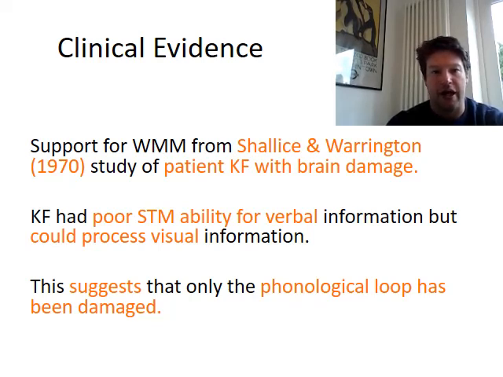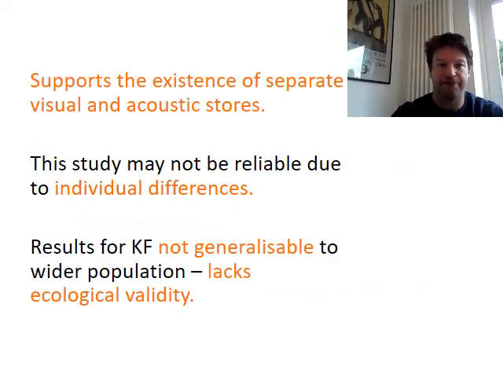Okay, so the best way to look at this is to compare it to the other model you know, which is the multi-store model. And if you damaged your short-term memory in that, then the whole of your short-term memory would be damaged. What this case study says is that the short-term memory was damaged, but only for verbal information and not for visual information. So this suggests that only the phonological loop of the working memory model was damaged, showing that it exists within the short-term memory.